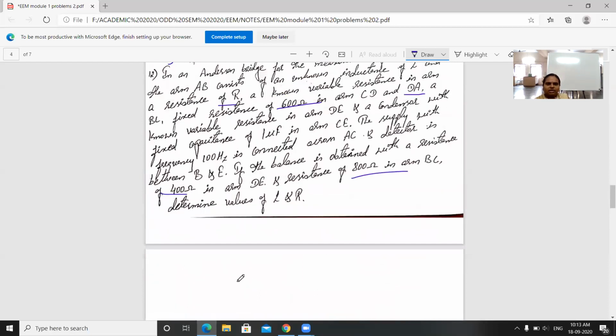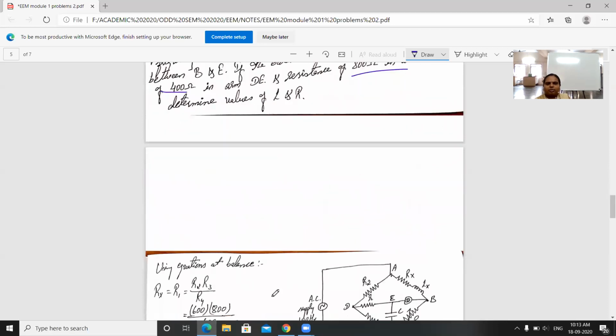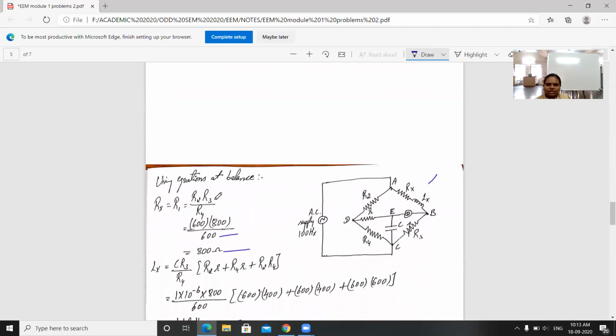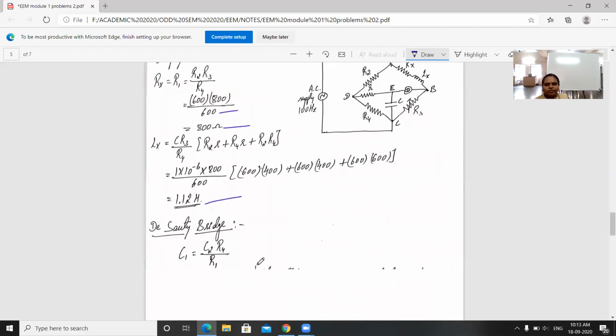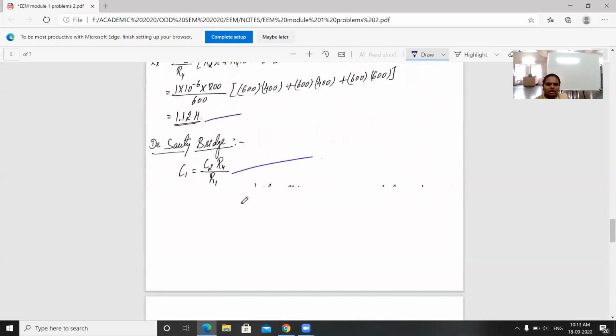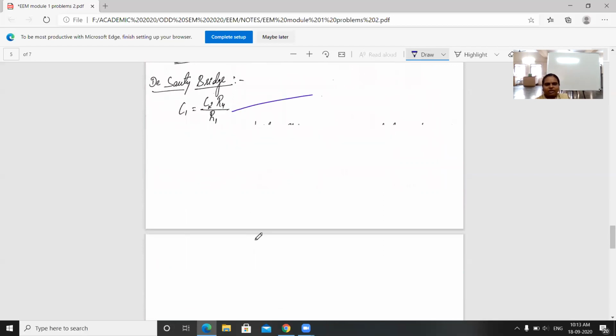Everything is given, just construct the bridge in a proper way so that you can get the correct values for each of the resistances, and you can find the unknown resistance value and also the unknown inductance. Next is the Desauty's bridge. This is the equation: C1 equals C2 R4 divided by R1.